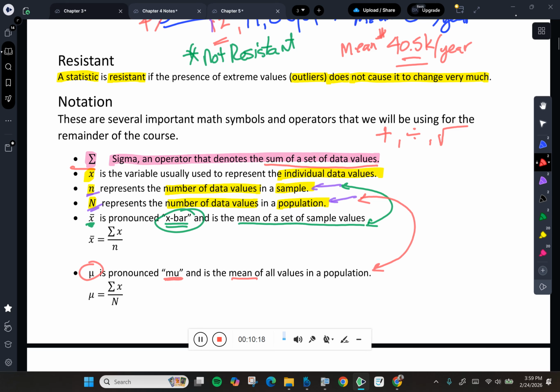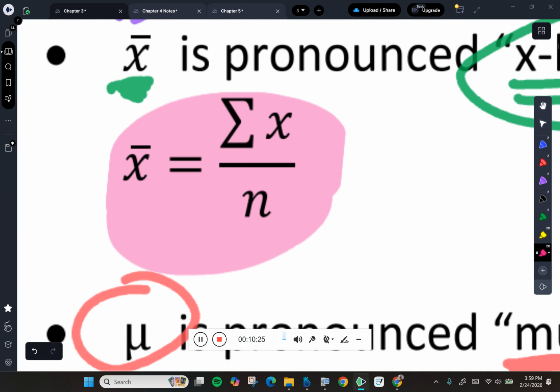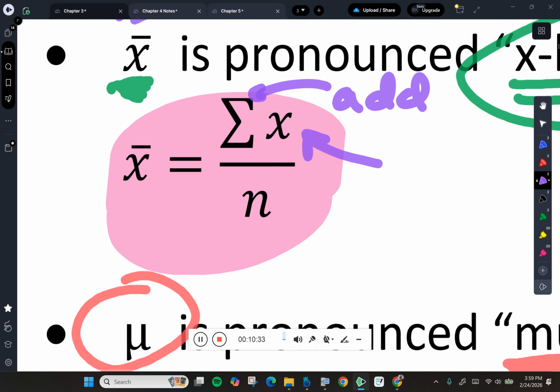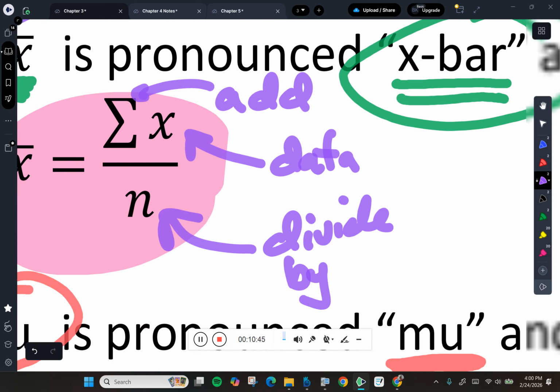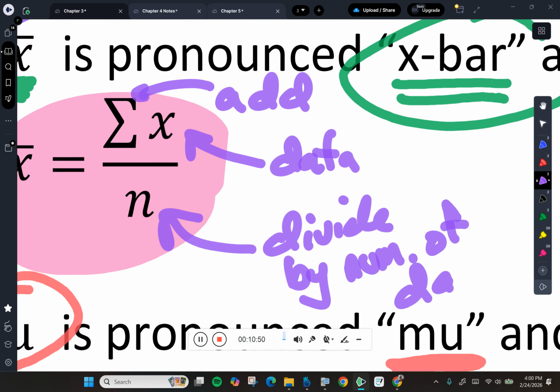Okay? And we put it all together, you'll see this kind of a formula written. And so what does that mean to do? Well, let's zoom in on it. That tells me to add up all my data, and then that tells me to divide by n. What was n again? Oh, that's a lowercase n, so that's the number of data points. So that's what's going on there.